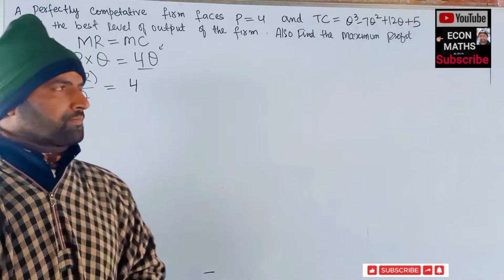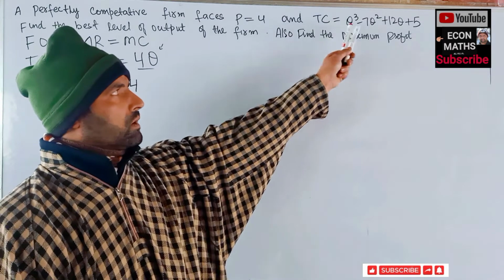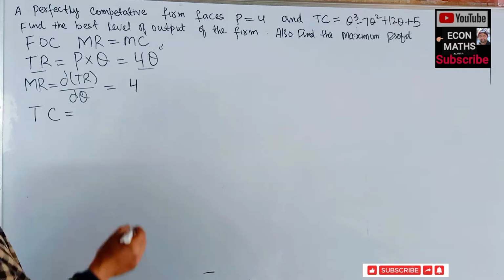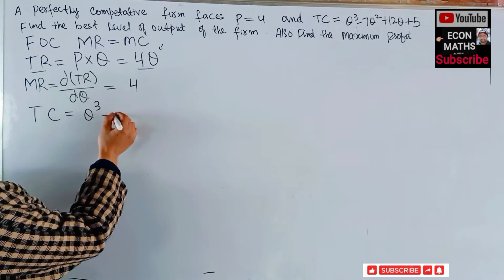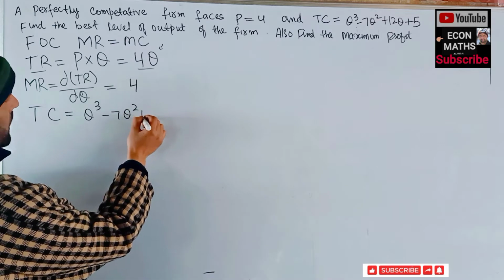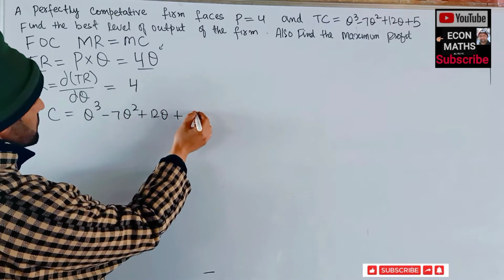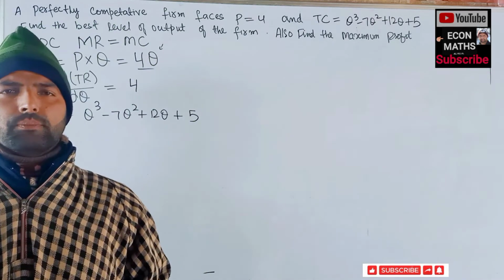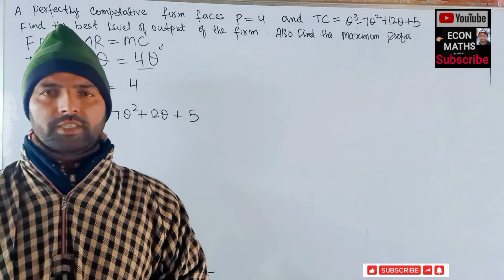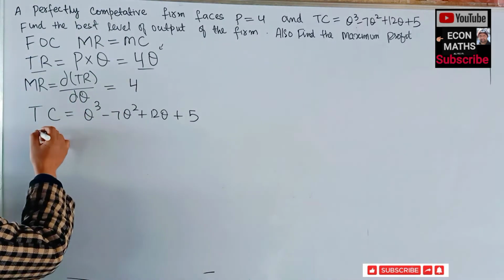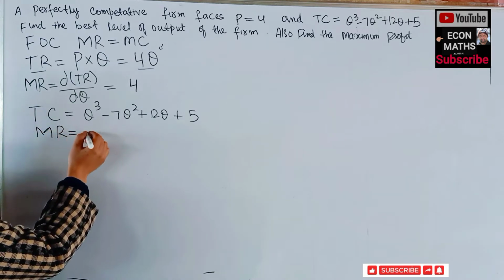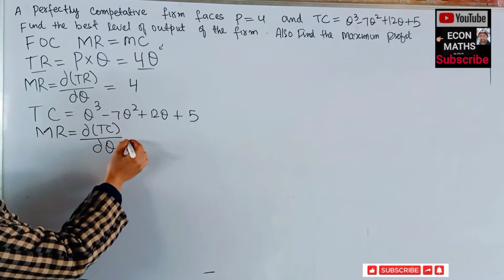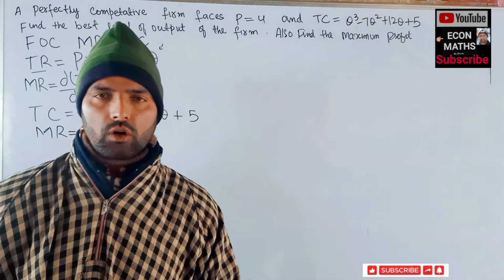Now our total cost function is also given. We will write the total cost function. Our total cost function is q cube minus 7q square plus 12q plus 5. From the total cost, we will find the marginal cost, which is simply the first derivative of the total cost function with respect to quantity. So we have to simply differentiate this cost function with respect to q.